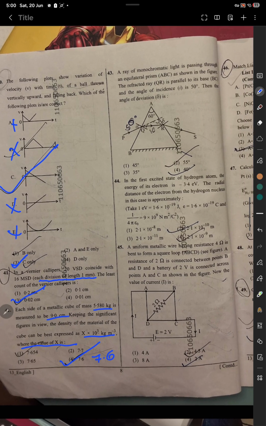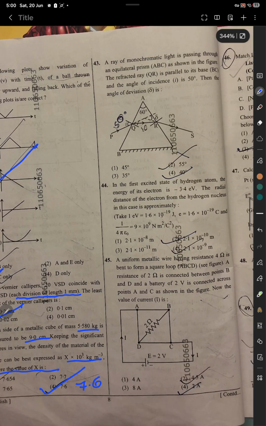Question number 43. A ray of monochromatic light is passing through an equilateral prism ABC as shown in the figure. The refracted ray RQ is parallel to the base BC and the angle of incidence is this. Then the angle of deviation is. So option number 4 is correct. It's 40 degree.